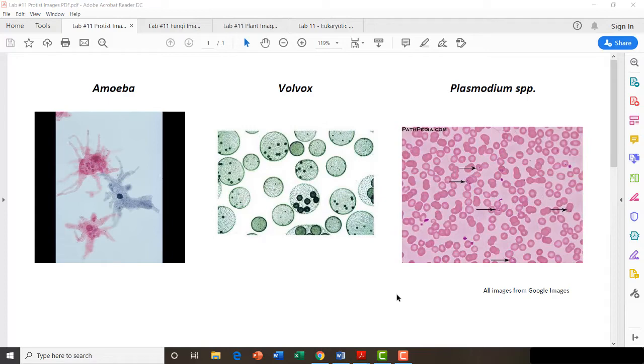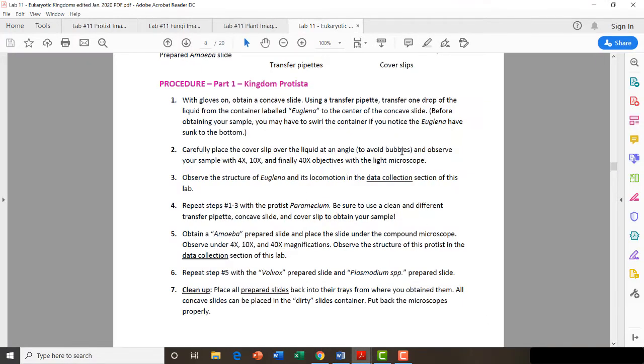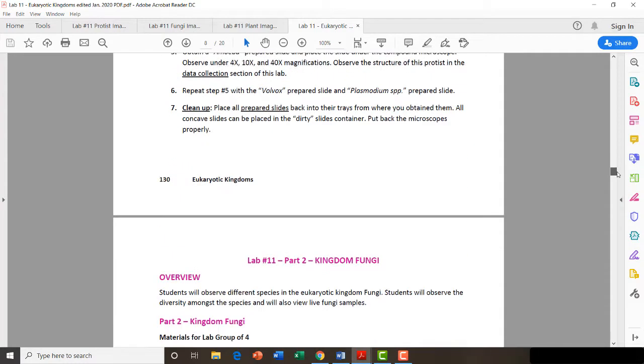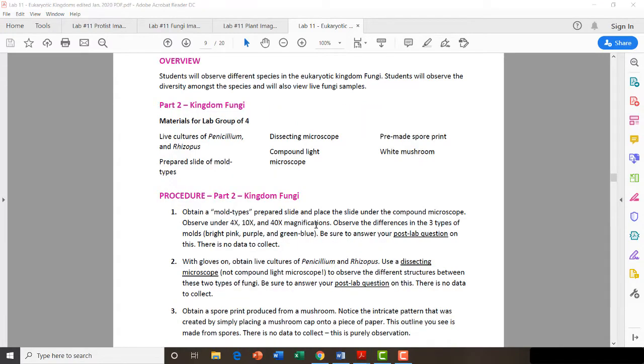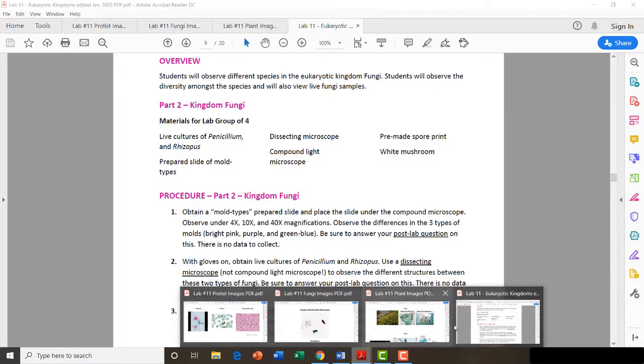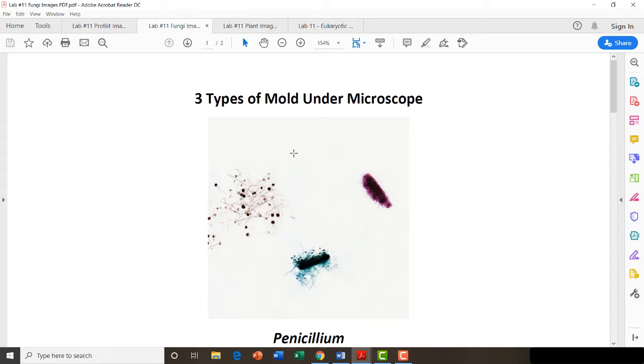Okay, so coming back to your protocol, that finishes part 1 on protists, and now we go to part 2, which is on kingdom fungi, so fungus. So the first thing you would have done is look at a prepared slide of mold types. So if we come to here, so here is an example of different types of mold under the microscope.